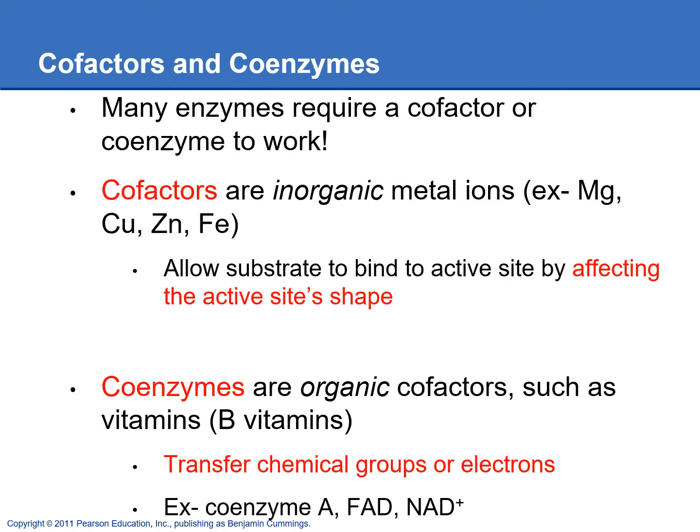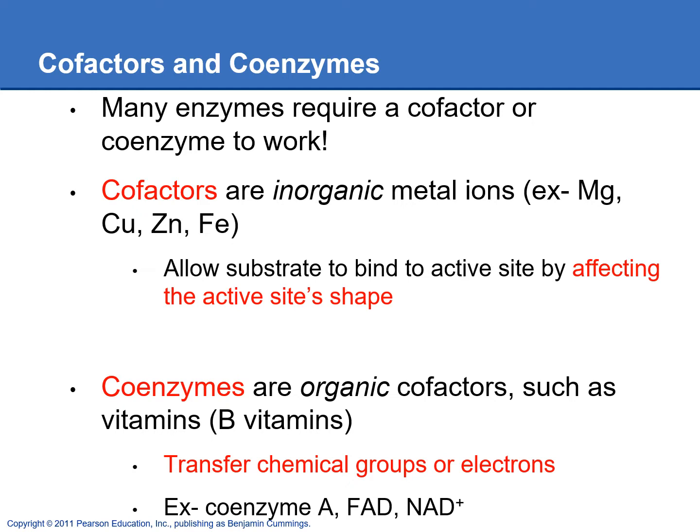A lot of enzymes will require a cofactor or coenzyme as well to work. The difference between these two: cofactors are inorganic metal ions, so they could be, for example, a magnesium or copper, zinc, or iron atom that will attach to the enzyme, usually at a site away from the active site, and it will change the shape of the active site. So now it's the right shape to be able to bind to the substrate.